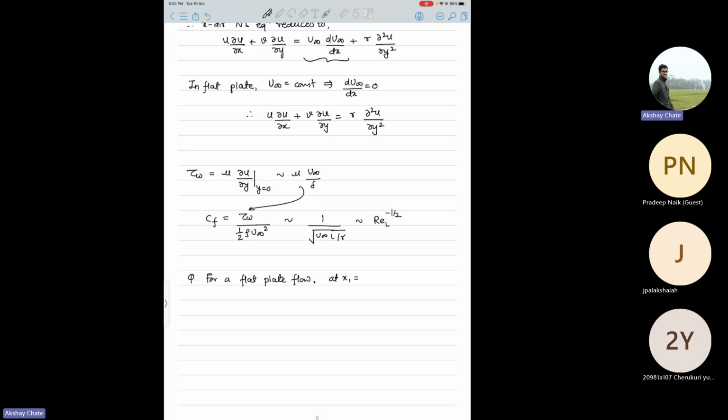Coming back to the question. It's a tricky question, not difficult. It's a tricky one. So at some x, delta 1 is 1 mm and Reynolds number at this point is 1000.